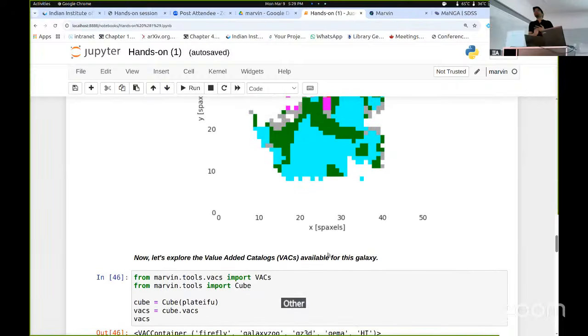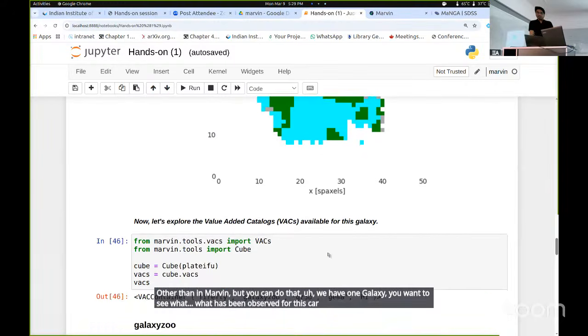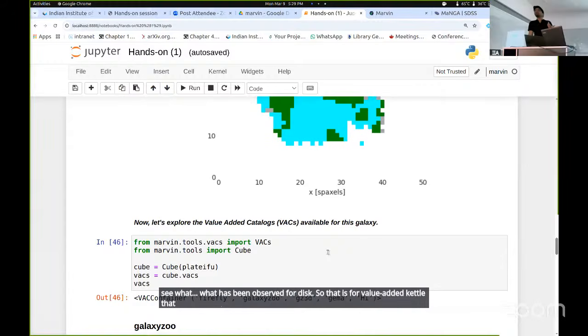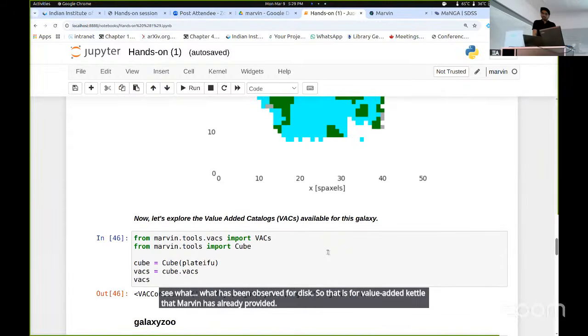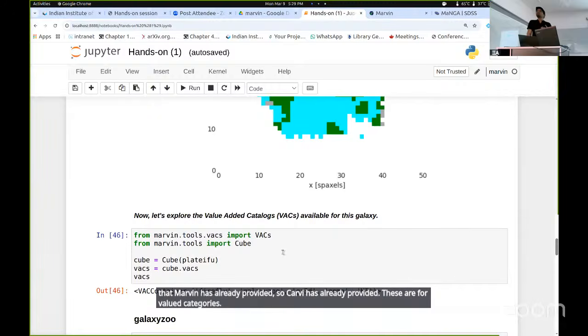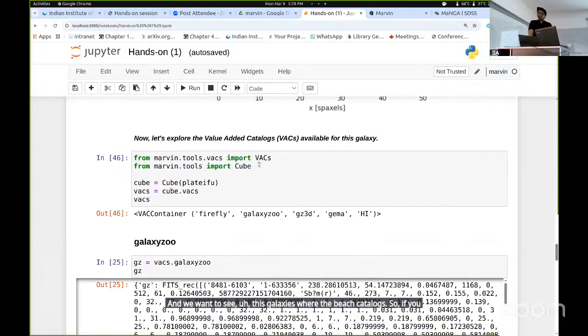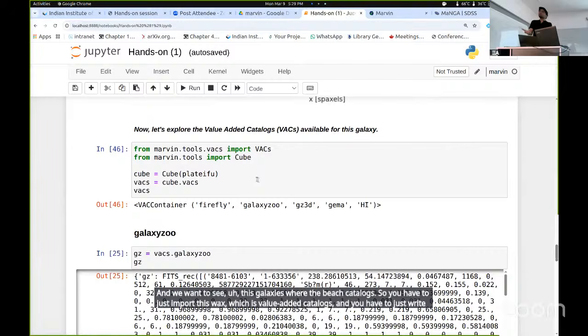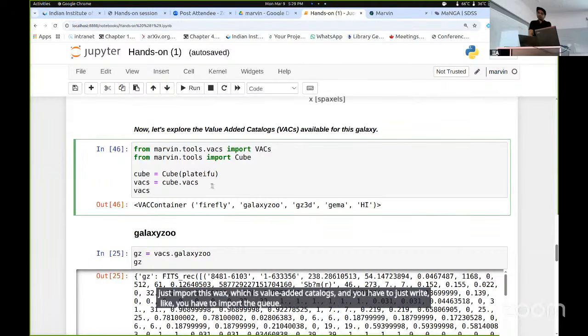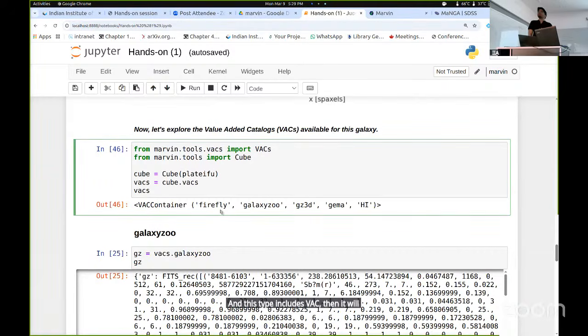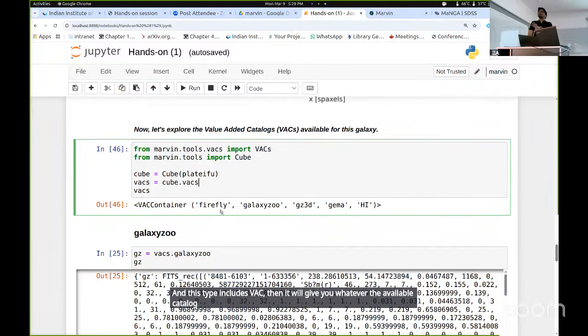Other than maps, what you can do is, if we have one galaxy and want to see what has been observed for this galaxy, that is called a value-added catalog that Marvin has already provided. MaNGA has already provided these value-added catalogs, and we want to see which catalogs this galaxy is in. So you just have to import the VACs, which are value-added catalogs, import the cube and just type cube.vac. Then it will give you whatever catalogs are available, which MaNGA has already processed.